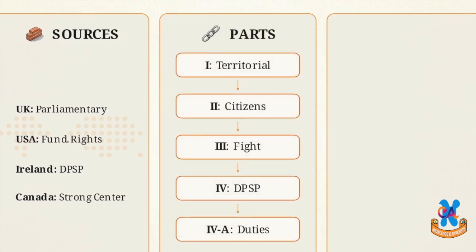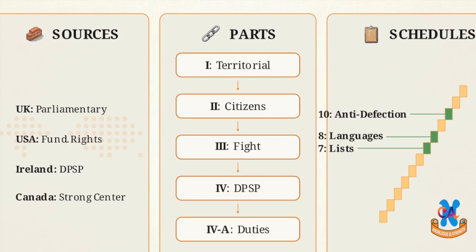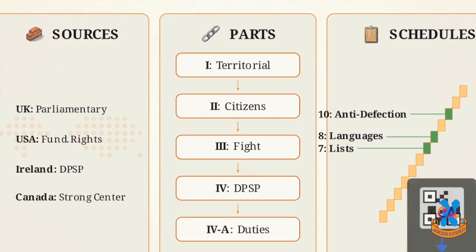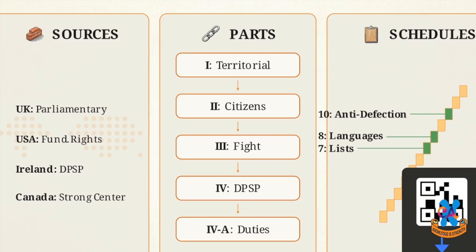We have the world map for sources, the story timeline for parts, and the 12-step staircase for schedules all in one place. Take a screenshot now and scan the QR code to download 50 practice MCQs.